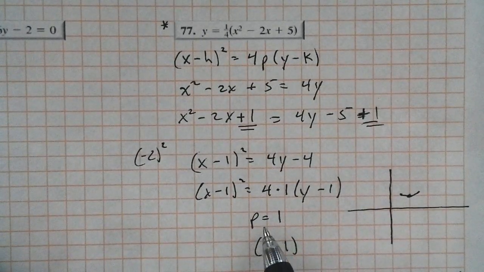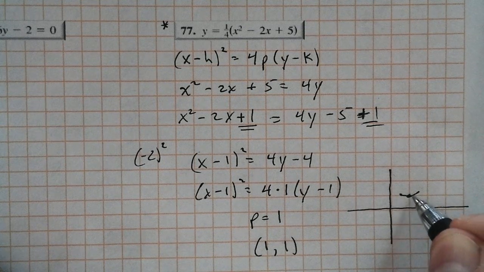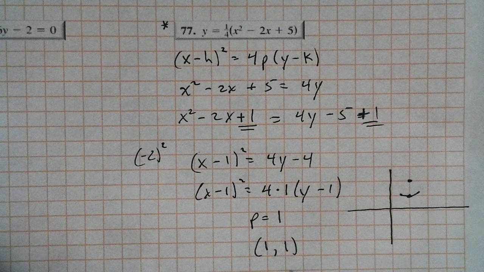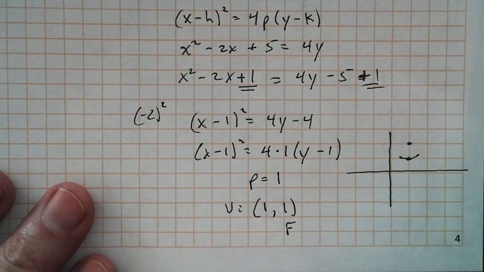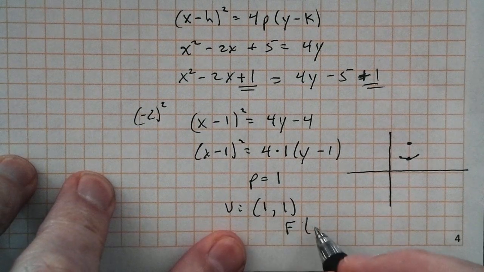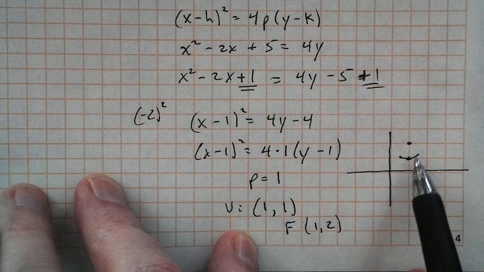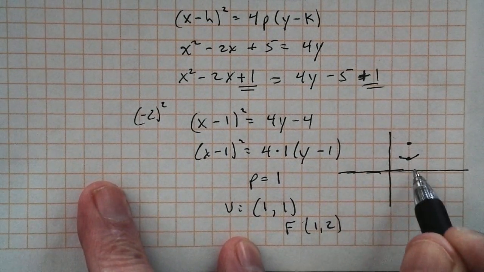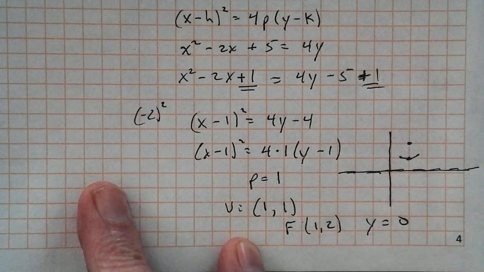Okay. The value of p, 1, means the focus is 1 away from the vertex, and the curve always wraps around the focus. So here's our vertex. Our focus is at (1, 2). The directrix is always on the opposite side from the focus, and it's a line. So here's our directrix. That is y equals 0.